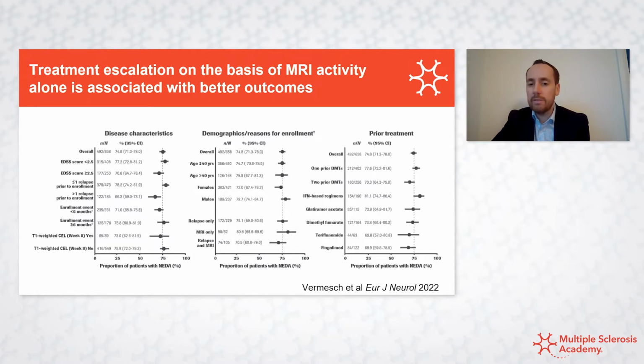So this is data from the CASTING study, looking at people who are not doing well on a first-line treatment and looking at a switch to ocrelizumab. And this was first presented at the EAN a couple of years ago and then published earlier this year. And you can see that people who were escalating to ocrelizumab on the basis of MRI activity alone were doing better than people who waited for a relapse to escalate their treatment. And so really MRI is the tool that we're using to judge whether patients are responding well to treatment.